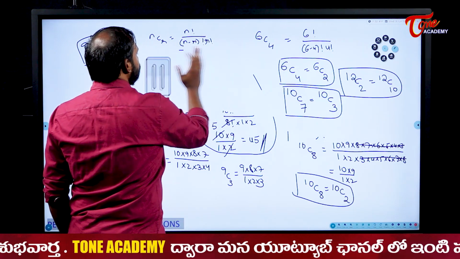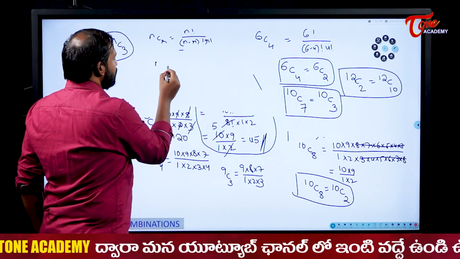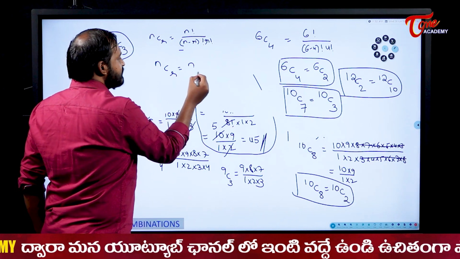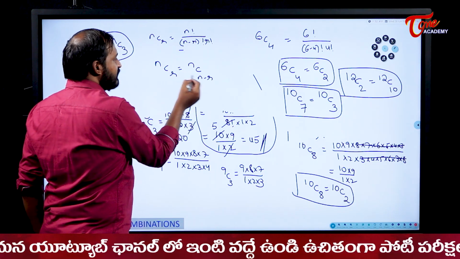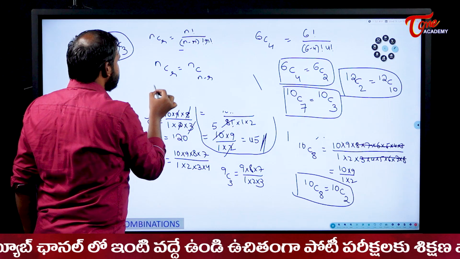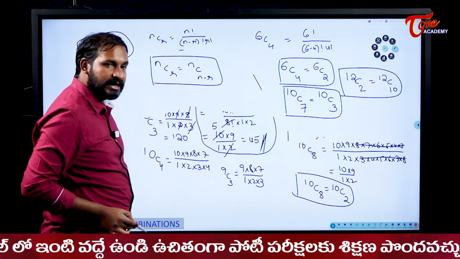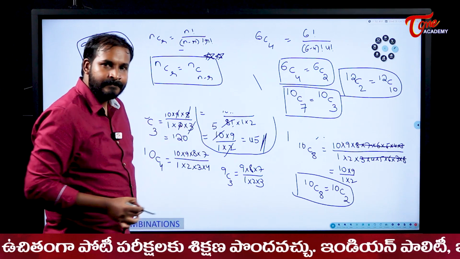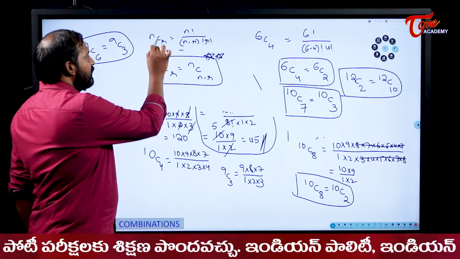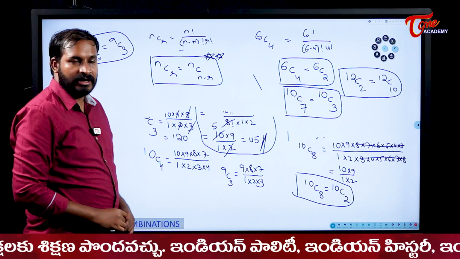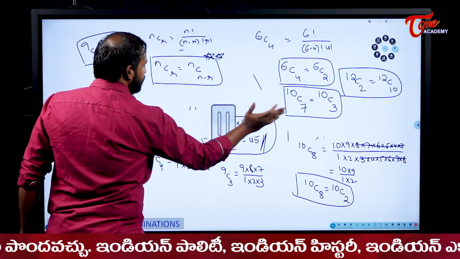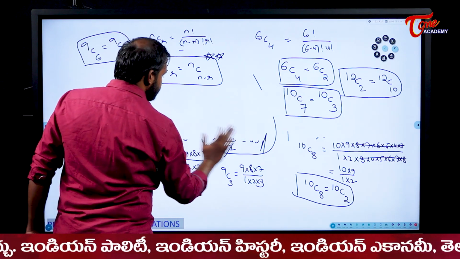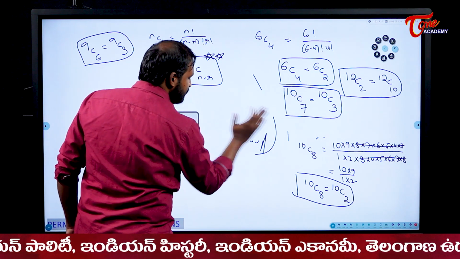nCr is equal to nC(n minus r), the difference between them, right? So nCr is equal to nC(n minus r). This is the thing which we will use very commonly and very frequently, right? Along with that, the reduction. Just reduce it for 2 times or 3 times based on the question, based on the things which we need to find.